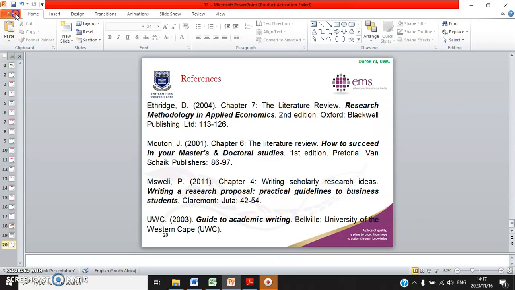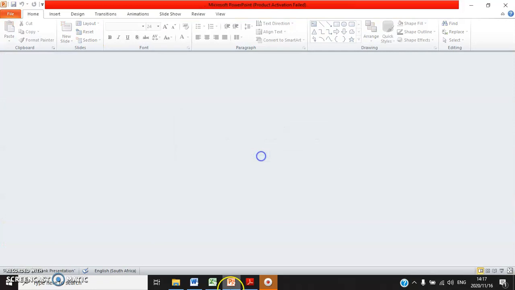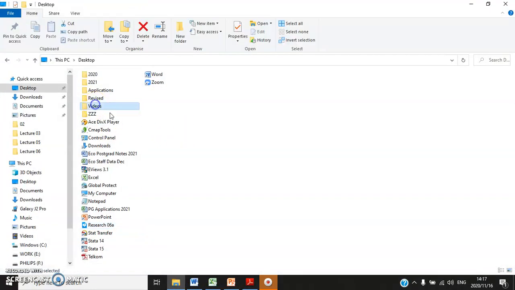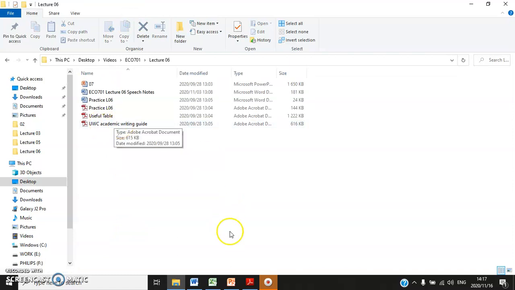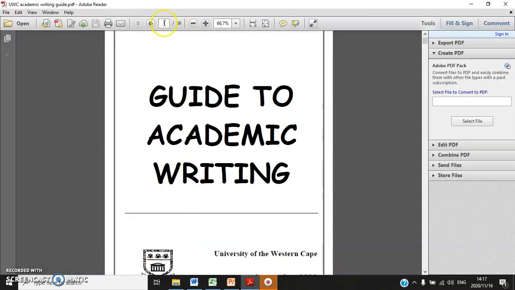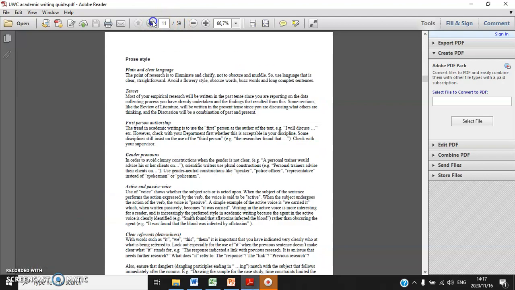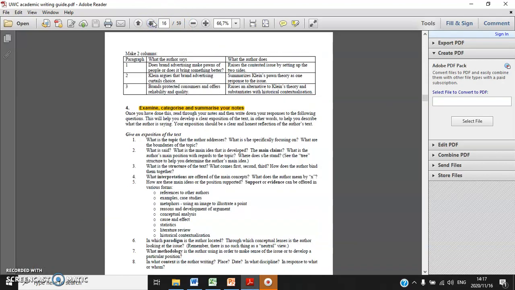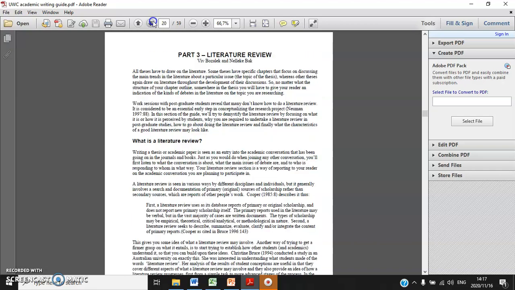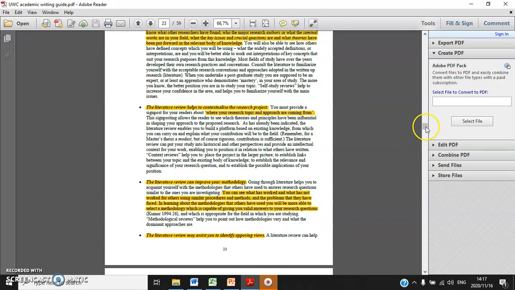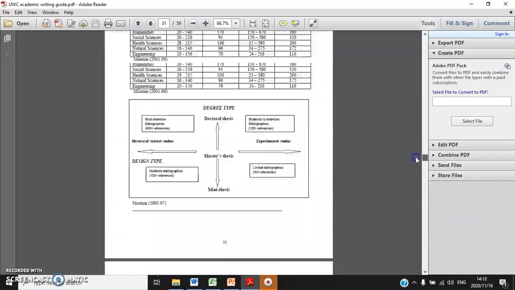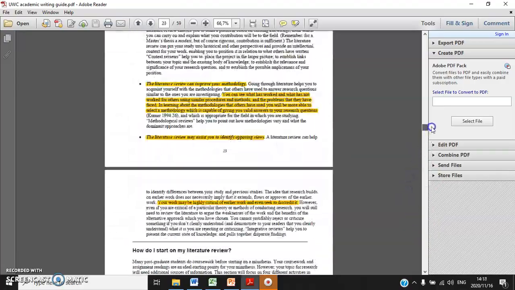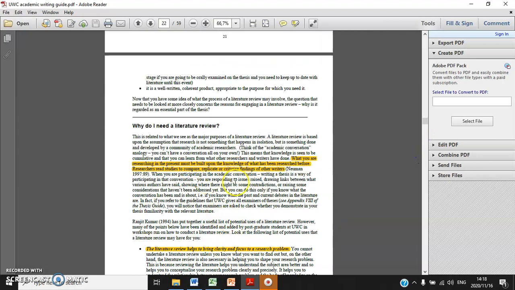So I'm done with the PowerPoint slides. If you go back to the folder 06, there is a long PDF file called UWC Academic Writing Guide, 59 pages. Again, I think all the readings from UWC research offices are really good, except they are a bit too long. In case you really struggle to have time to go through every single page, then focus on what I have highlighted in yellow. You can find this highlighted text quite easily.